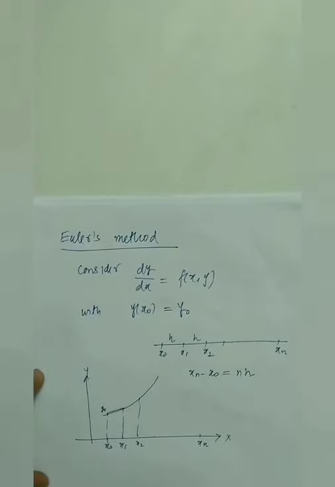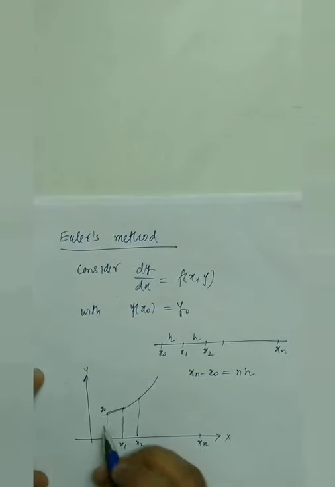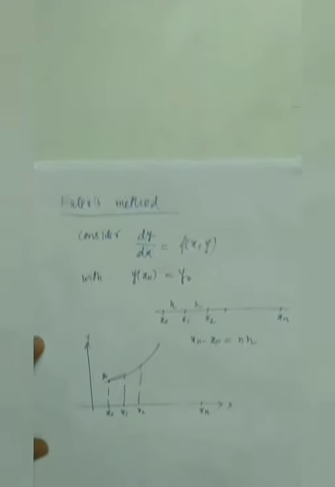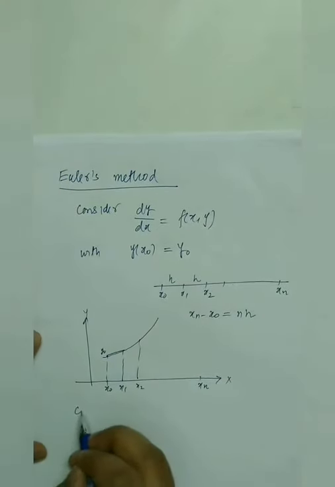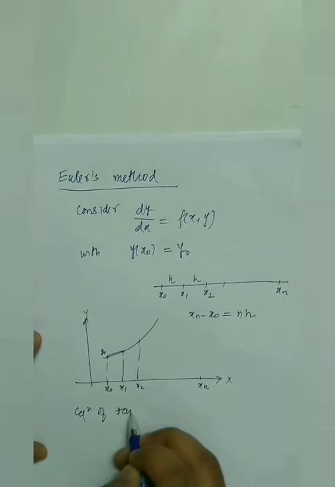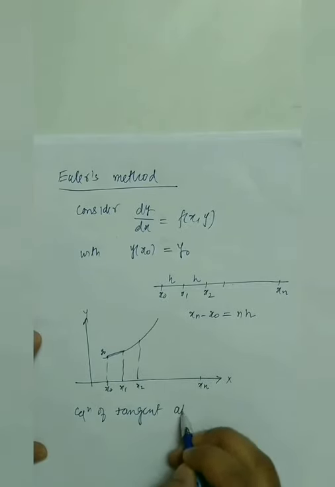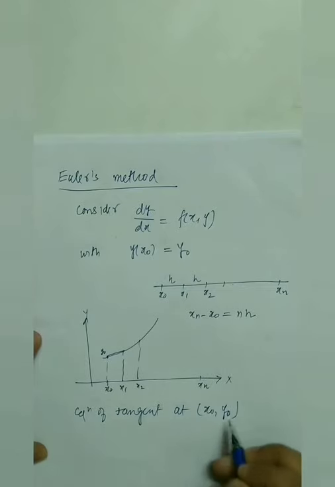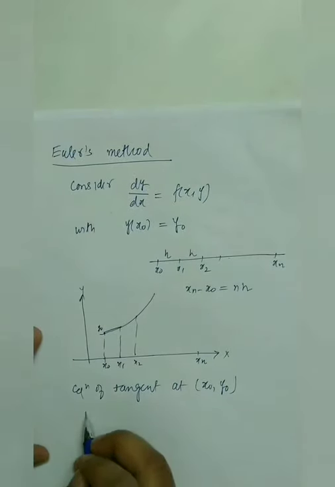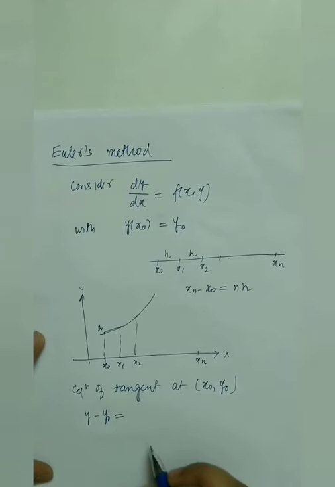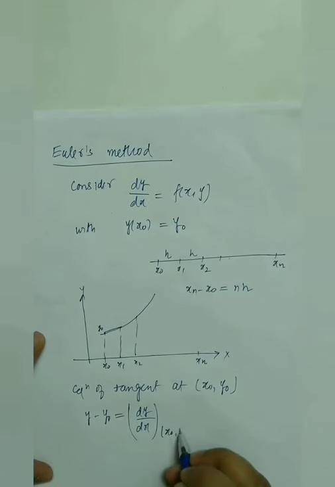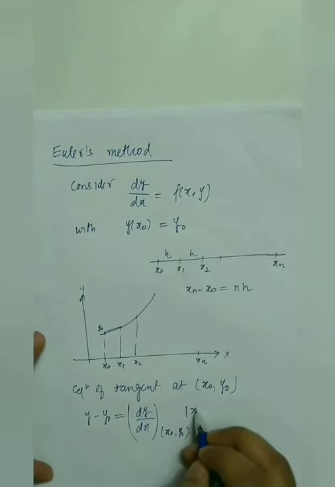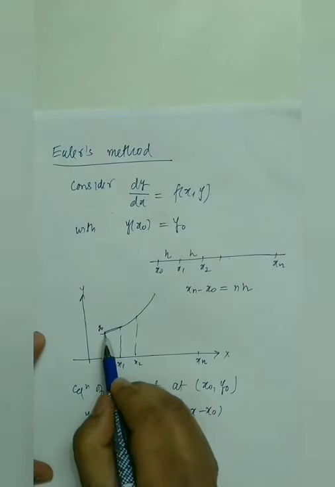So we can use this fact and find the tangent. We can say that this line is the tangent at the point (x0, y0). So we can find the equation of the tangent at (x0, y0). This is y minus y0 equals dy/dx at (x0, y0) into x minus x0. This point is (x0, y0).